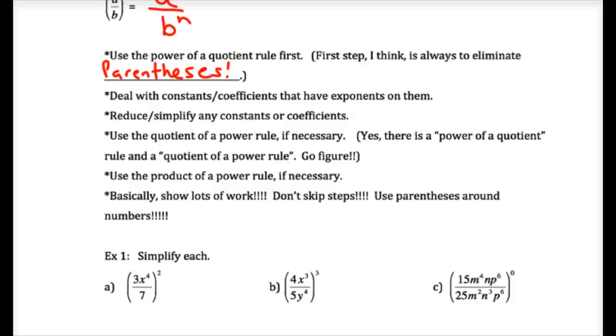Guys, yes, there is a power of a quotient rule and a quotient of a power rule. They're different. They're two different rules. Look at your note cards. You should have both those rules. So yes, there is a power of a quotient rule and a quotient of a power rule. Go figure. Use the product of a power rule if necessary. Basically, guys, if you take your time and show lots of steps and lots of work, you're going to get these right. And use parentheses around numbers. That will help you guys as well.